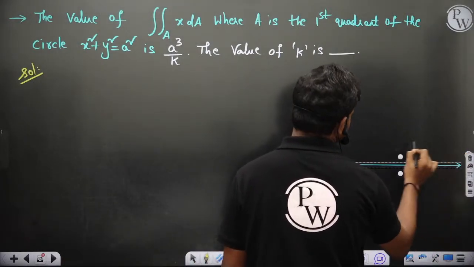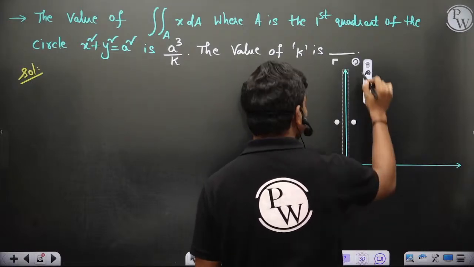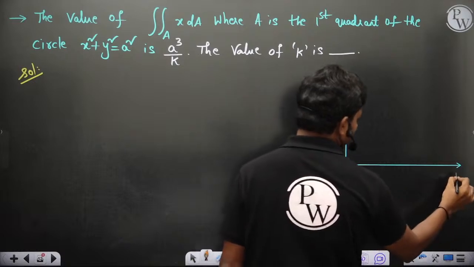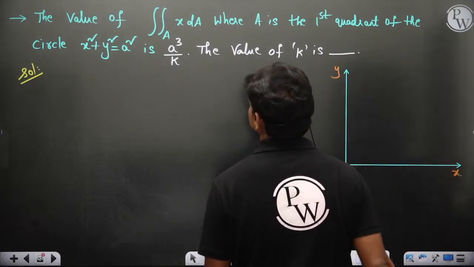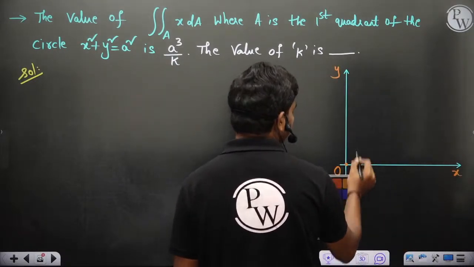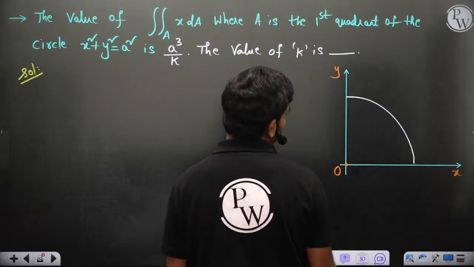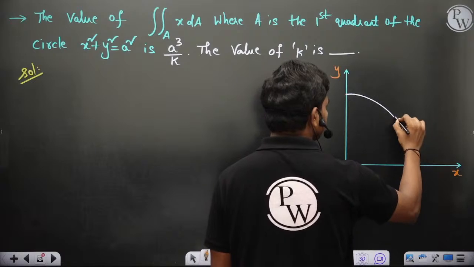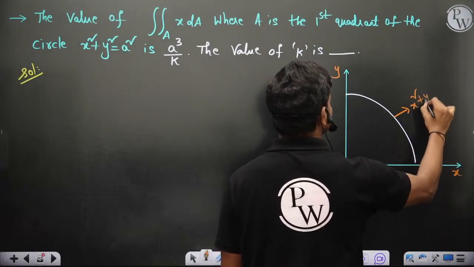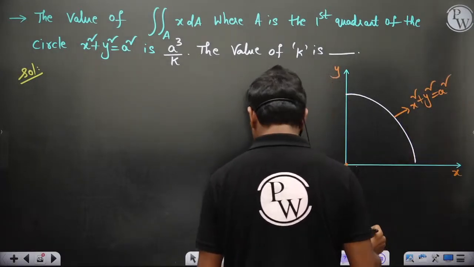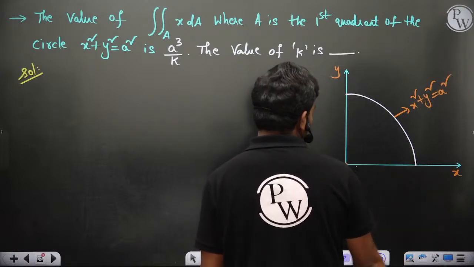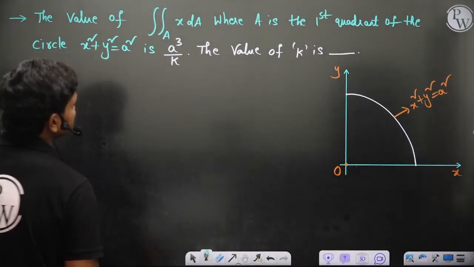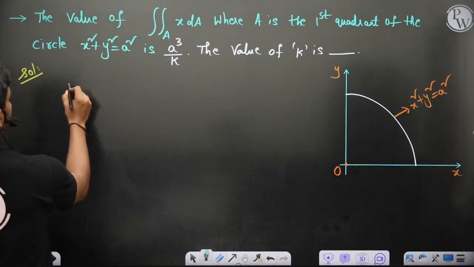So this is x, of course, and this is y, origin x y actually here, and it's again the first quadrant of the circle, something like this. So this is x square plus y square is equal to a square. Fine. So let's see. Since there is x here, if we solve with respect to x, it would be slightly comfortable to do this.